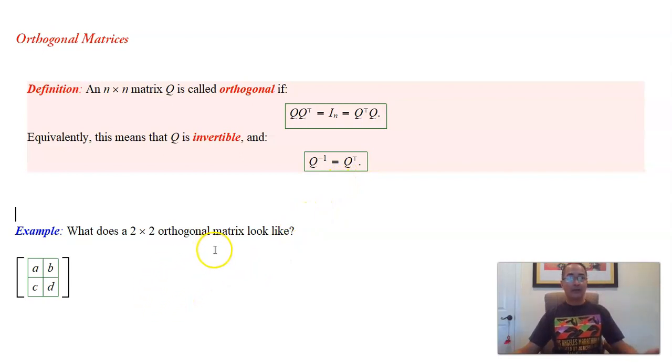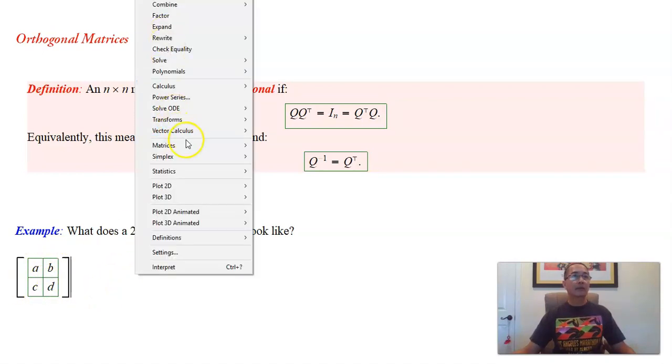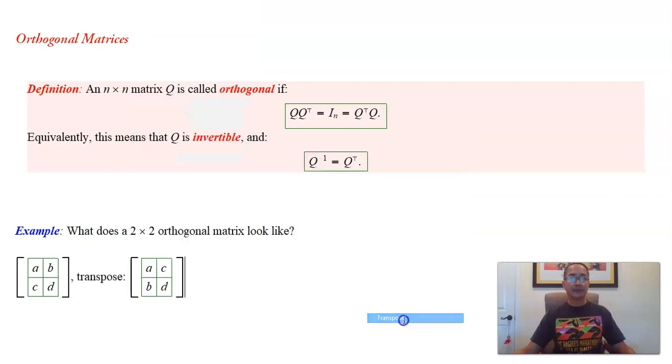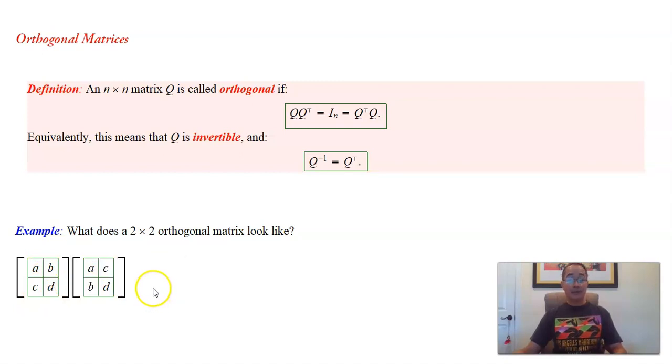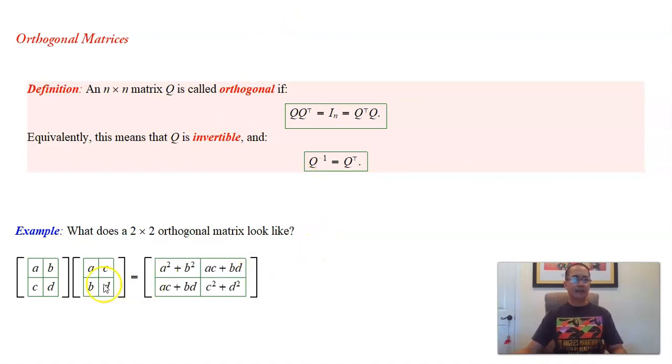Well, what should they look like? Let's start with a 2x2 matrix. Here's a generic 2x2. Let's find its transpose. There it is. So exchange B and C. We want their product to be the identity. What is their product? That's the product. So we want to satisfy the equation that must now be 1, 0, 0, 1.